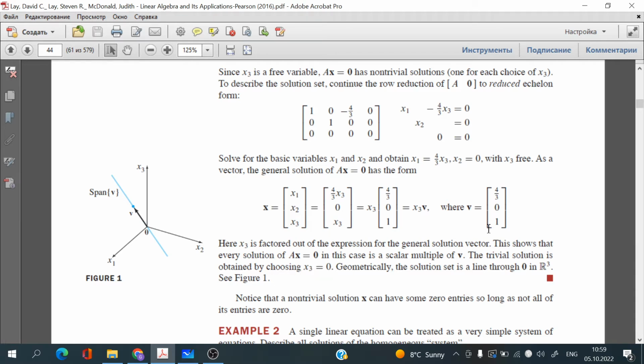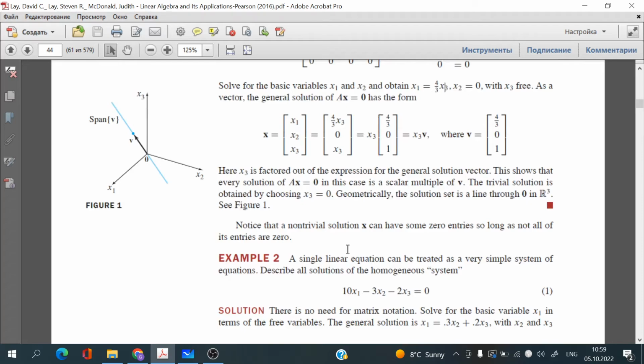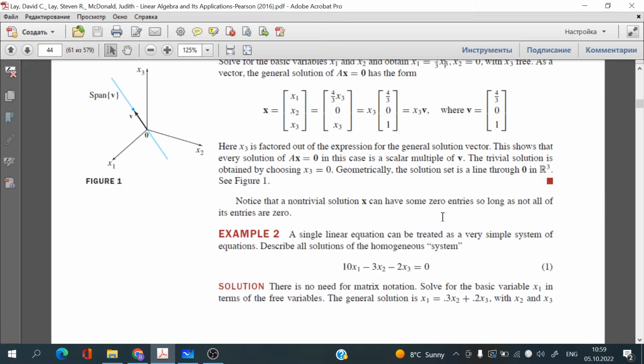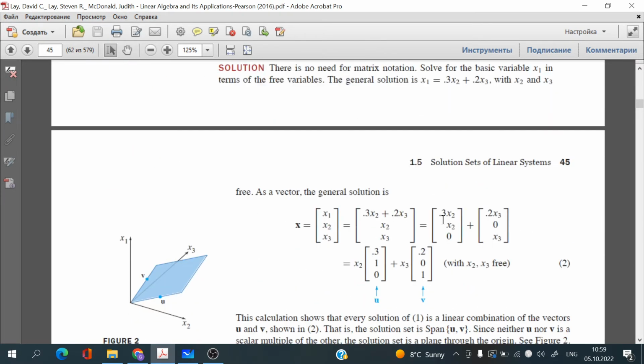The trivial solution is obtained by choosing x3 = 0. Just substitute x3 = 0 and you get the zero solution. So this was what we were doing in the classroom, correct?